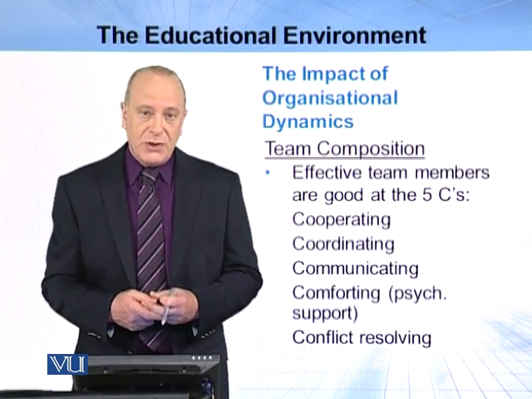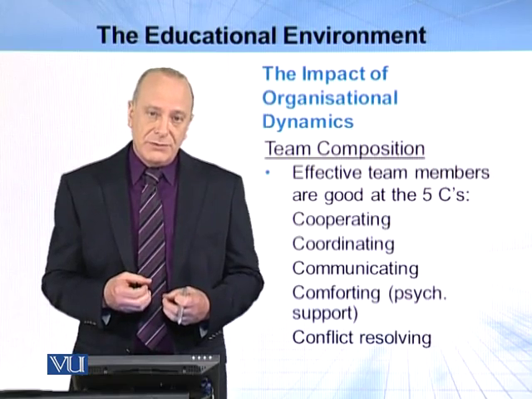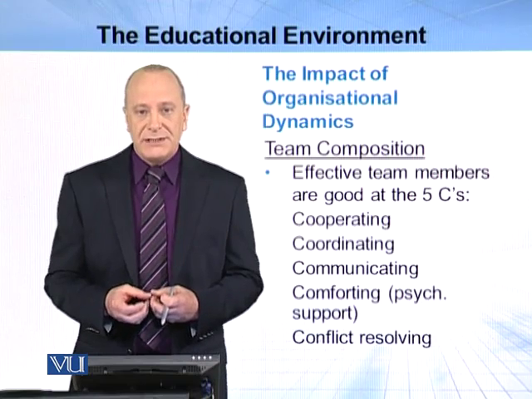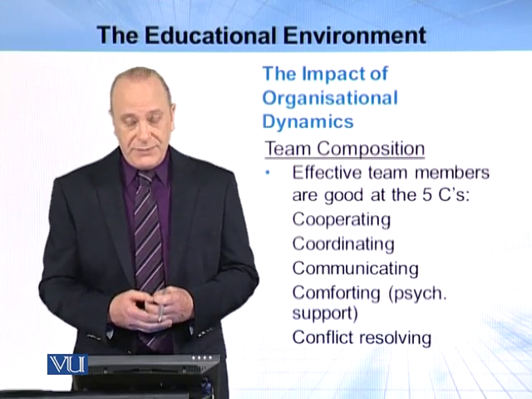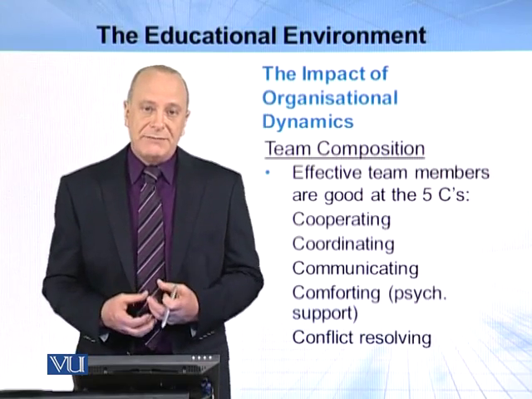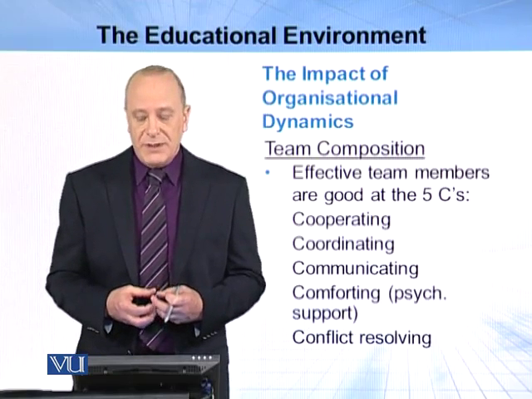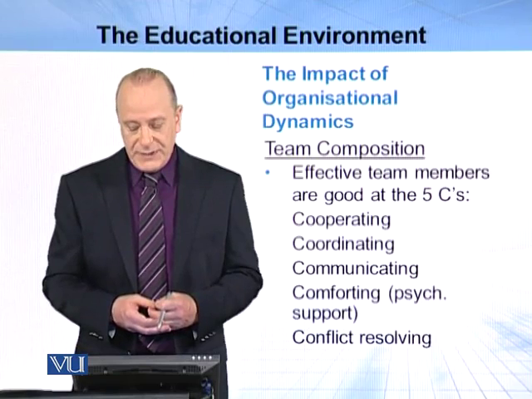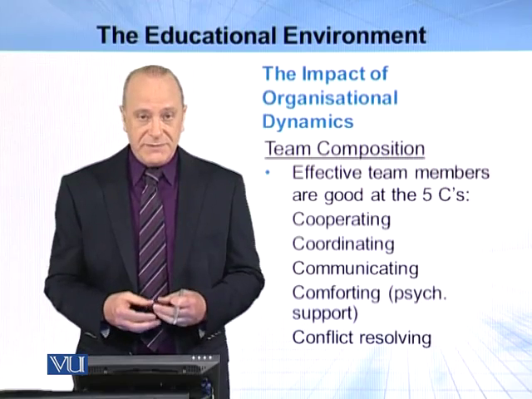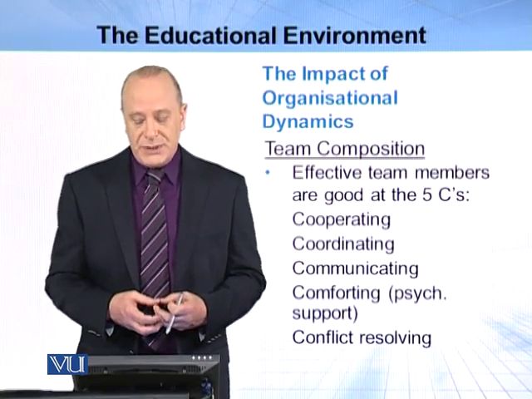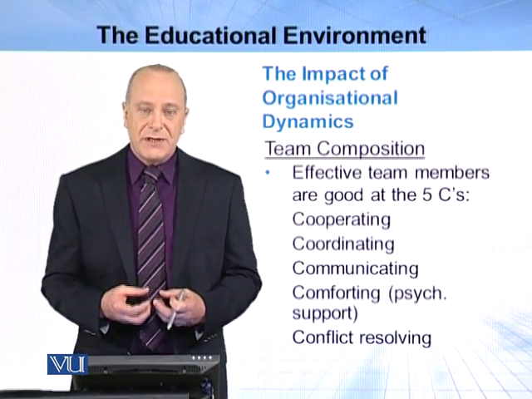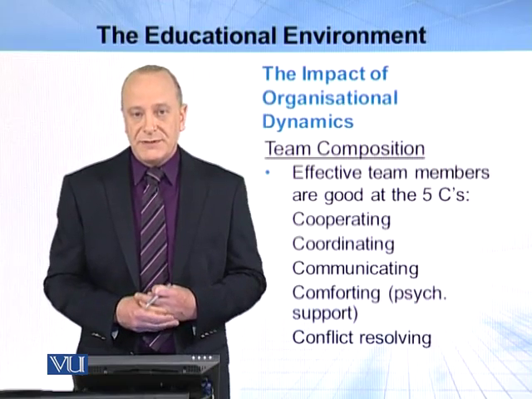The second C is coordinating. How are the team members working in a coordinated way, supporting each other, guiding and directing each other? The third C of team composition is communicating. A high level of communication between all team members will promote team effectiveness. The fourth C of team composition is known as comforting, or in other words, psychological support. This is how the team is actually managing difficulties, overcoming conflicts, supporting each other through difficult times.